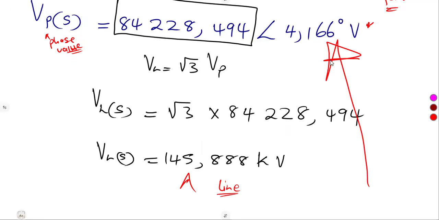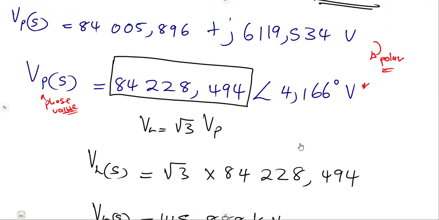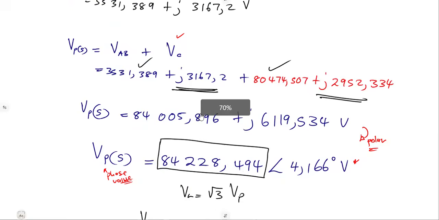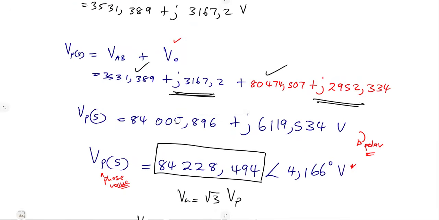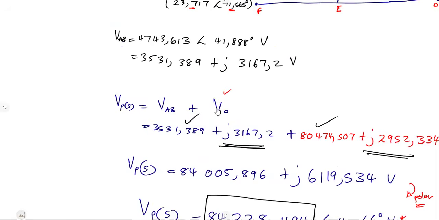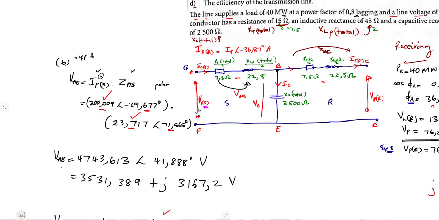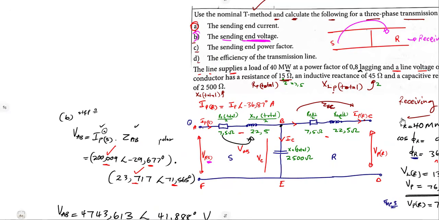Within these calculations, those are phase values that you deal with as you are doing your calculations, but for the final answer for voltage, you express it as a line value. So that is the idea of our question. We are done on this one. Remember, we needed the sending end voltage. The other question, which is on C, was the sending end power factor.